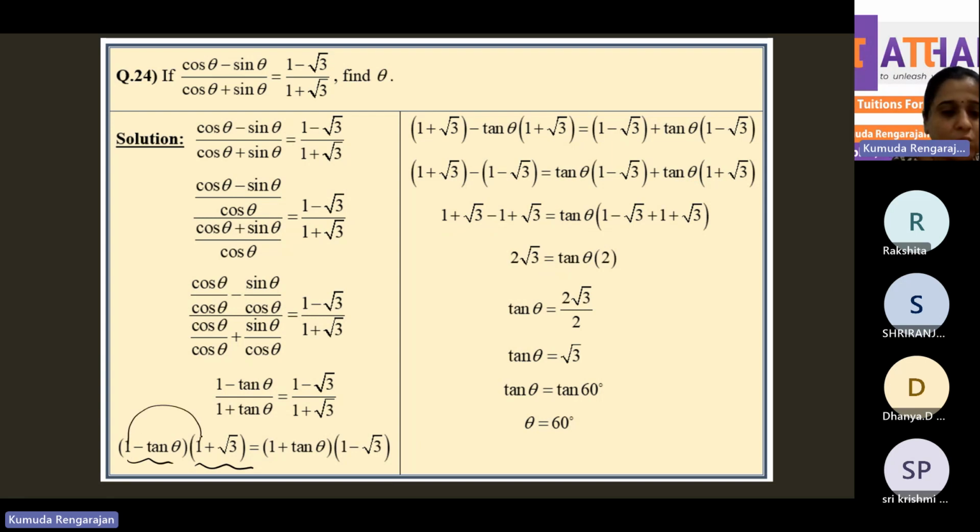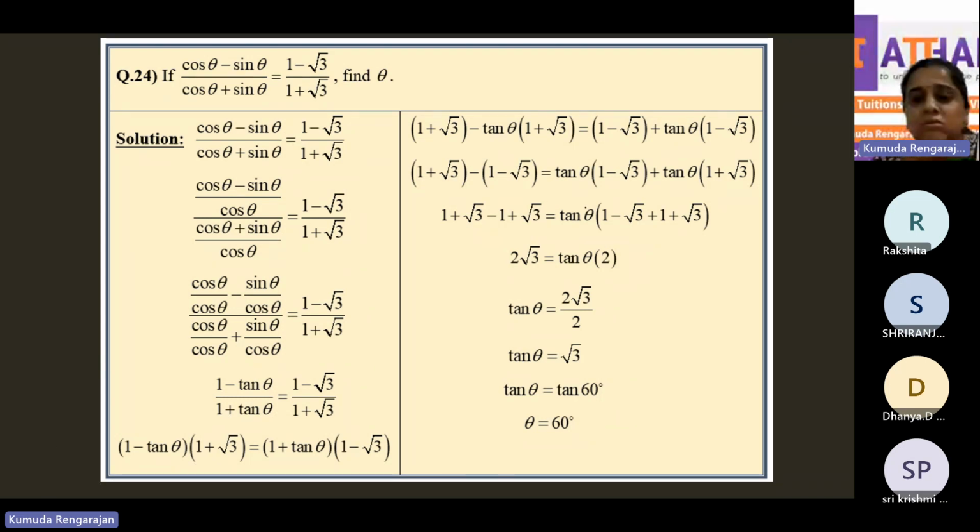You can multiply like this also. 1 into 1, 1. 1 into minus tan theta, minus tan theta. √3 into 1, √3. √3 into minus tan theta, minus √3 tan theta. That also you do. Then same thing. Then you should take all the tan thetas to one side and numbers to the other side. So please do it the way you want to multiply.